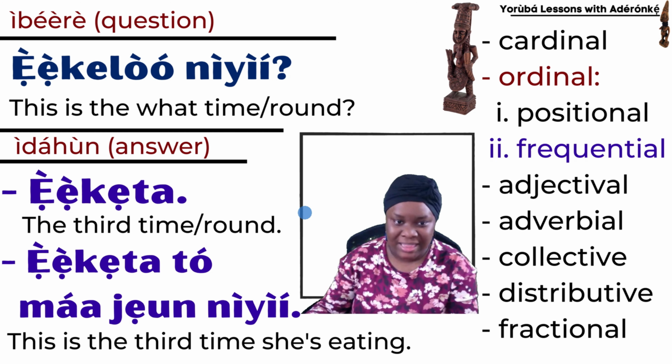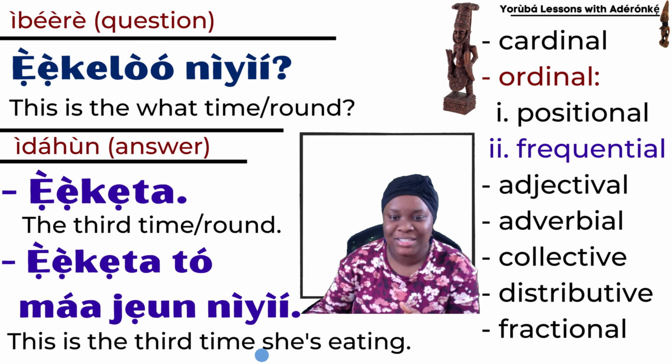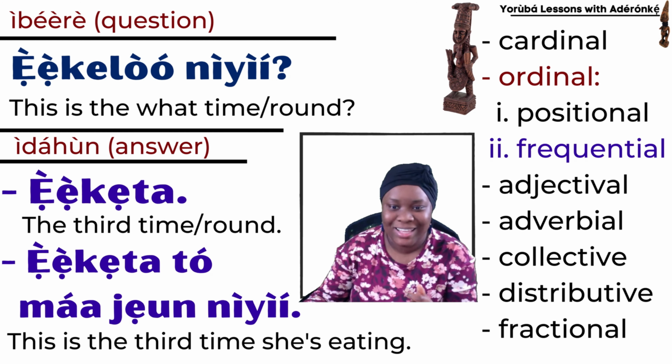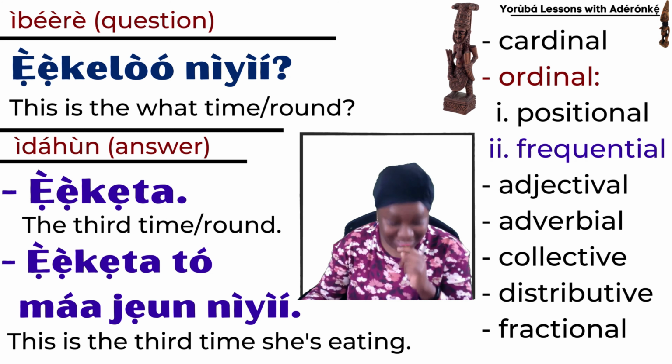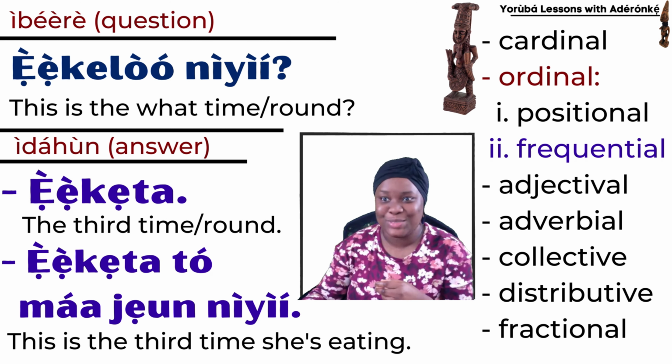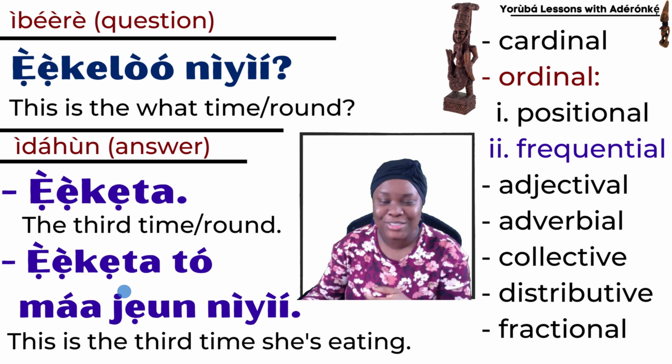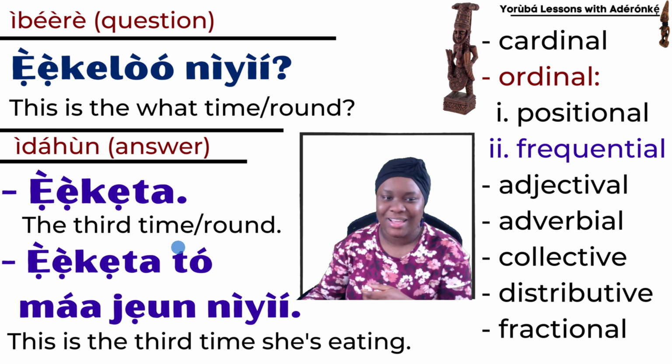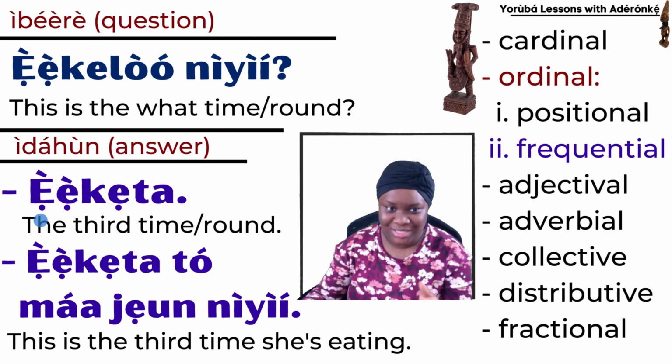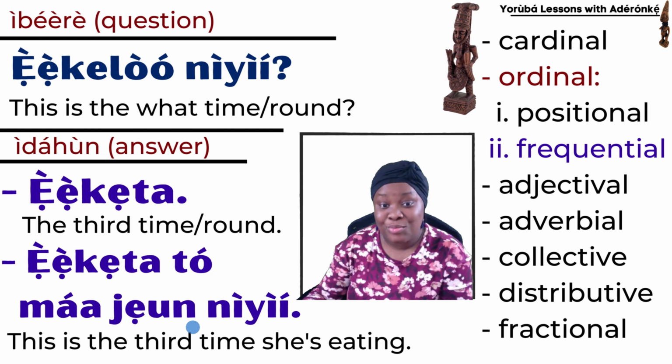They can say eketa. Let's say in this context, somebody is at a party and they've had the first round, they've had the second round. It's obvious at this point that they only came to eat, and somebody wants to gossip about it or talk about it. Ekelo ni. What round is this? Eketa. Sorry, in this one, there's the emphasis. Eketa. It's the third time. It's the third round. But if you want to give a full sentence, you would say eketa to ma jẹun nìyí. Eketa to ma jẹun ní èyí. Eketa to ma jẹun nìyí.